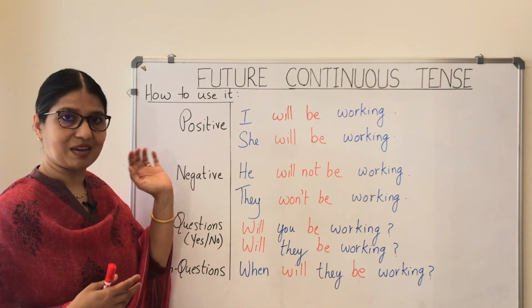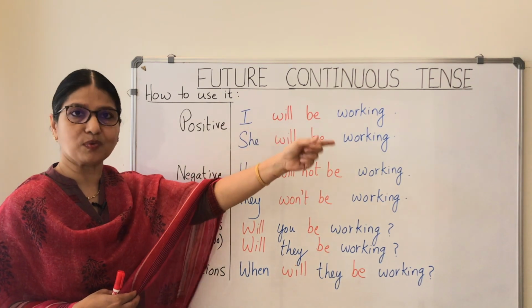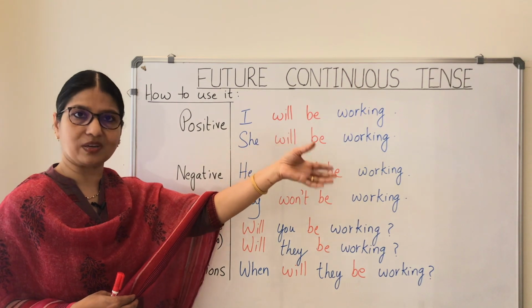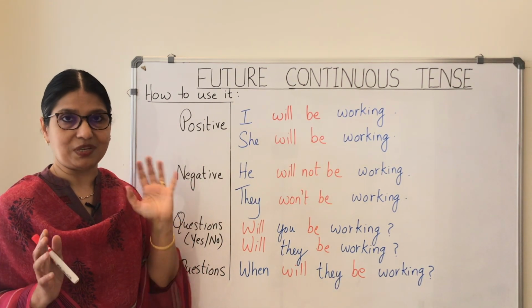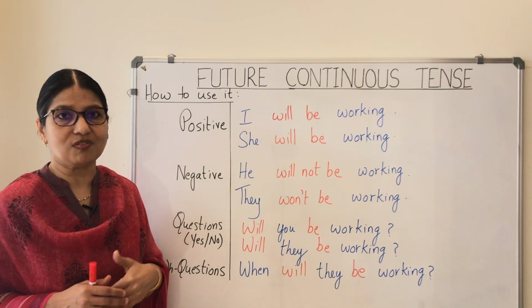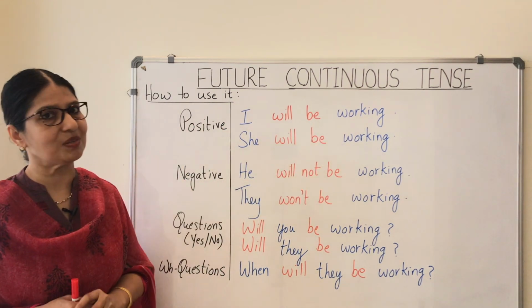So here you have an example with the subject pronoun I. You have I will be working. She, singular, she will be working. They will be working. So that means whether the subject is plural or singular, we always have will be plus the ing form of the verb.